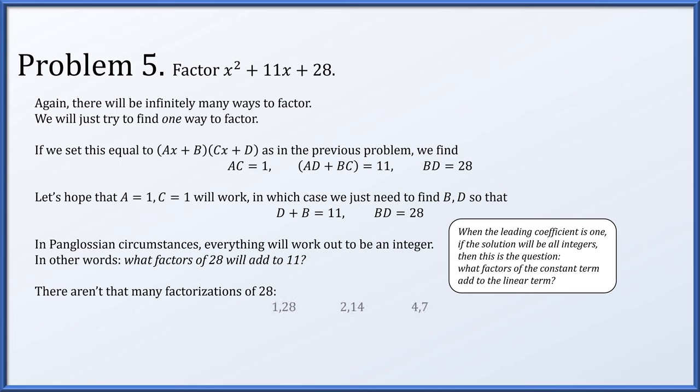Well, there aren't that many factorizations of 28, just 1 times 28, 2 times 14, or 4 times 7. Now I just ask, of these, which pair can I pick that will add to 11? It's just 4 and 7. So this factors as ax plus b times cx plus d. We presumed that the coefficients on x were both 1, and then we were able to find a choice for those two constants to be 4 and 7 so that it would all work out.